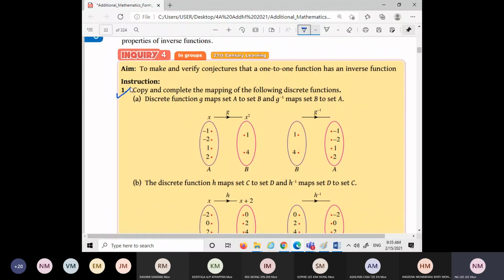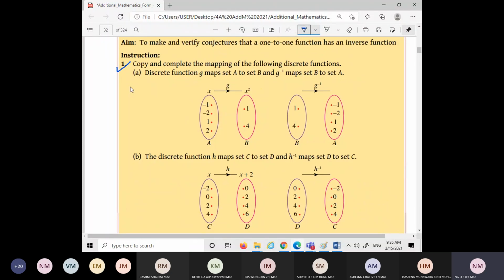Okay, we look at the first part. I give you some time to go through. You don't have to copy this actually. You just go through all. Okay, you look at the functions.